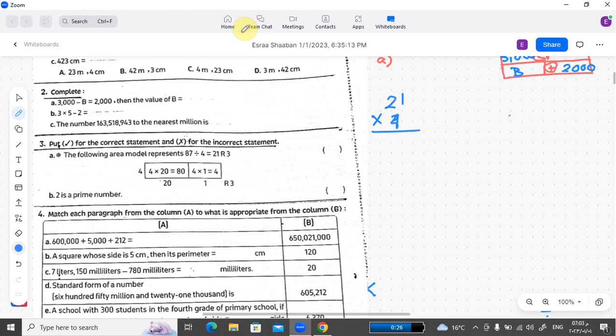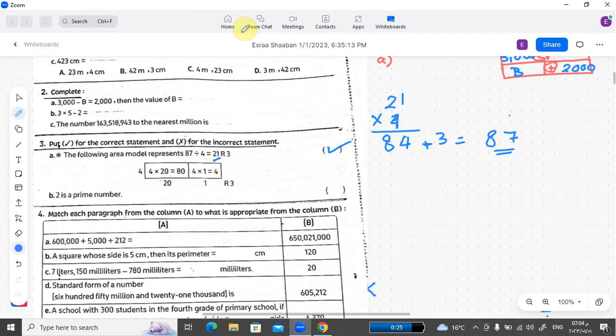4 times 1 equals 4. 4 times 2 equals 8. And then the product plus the remainder: 4 plus 3 equals 7, and drop the 8. So is this the dividend or not? Yes, it's the dividend. So the answer is right. So when I need to check the answer of a division, right or wrong, I take the quotient times the divisor, and the product plus the remainder.